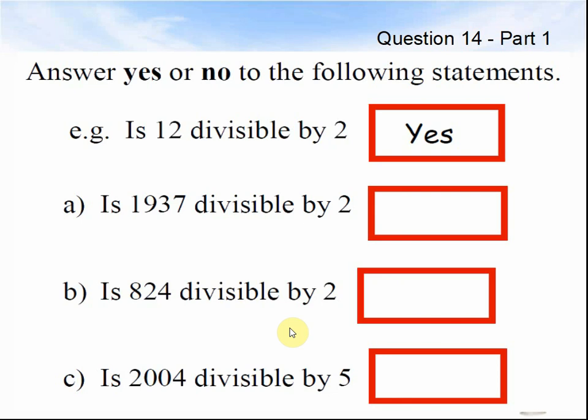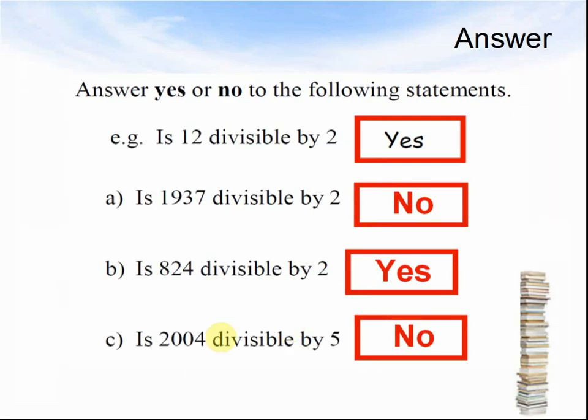Here comes the answer. The answer is yes, 12 is divisible by 2. No, 1,937 is an odd number, so it's not divisible by 2. 824 is divisible by 2 because it is an even number. 2004 is not divisible by 5 because it doesn't end in a 5 or a 0.